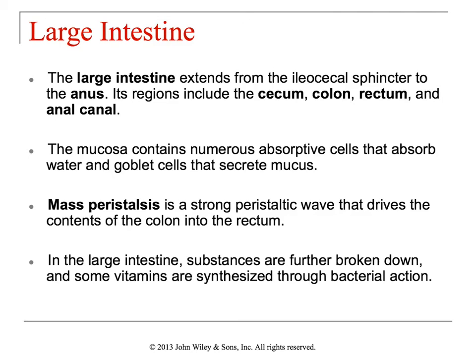Okay, the large intestine. The large intestine starts at the ileocecal sphincter, and then it goes on to the anus. It has the cecum, the colon, the rectum, and the anal canal. It has mucosa, and its mucosa doesn't do as much secreting. It does a lot of absorbing.